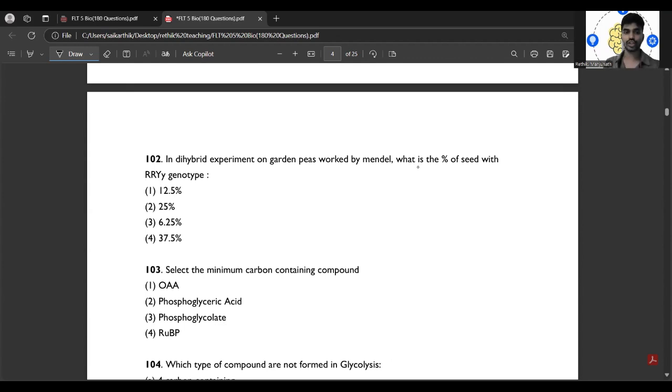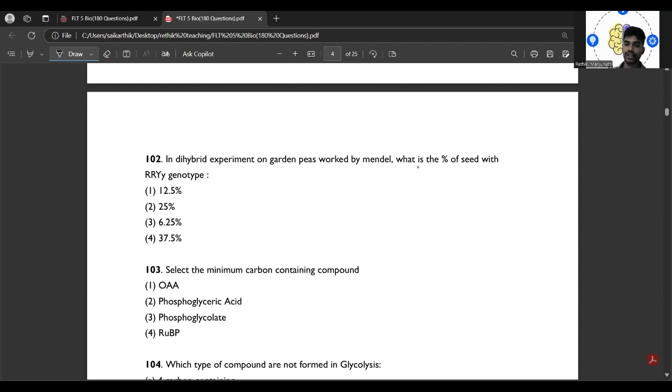Next, coming to 102 question, my dears. What does 102 say? In the dihybrid experiment on garden pea plant, work by the Mendeleev, what is the percentage of the seed with capital R, capital R, capital Y, small y genotype? That is the question. Do you remember the genotype?